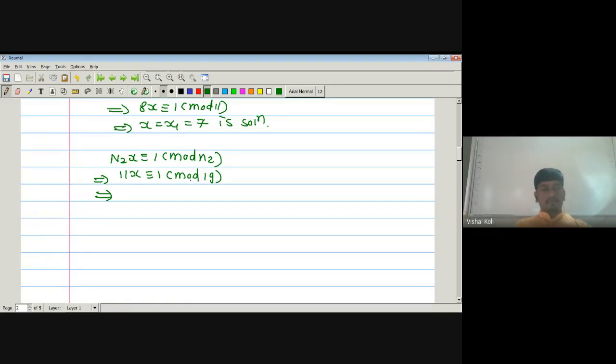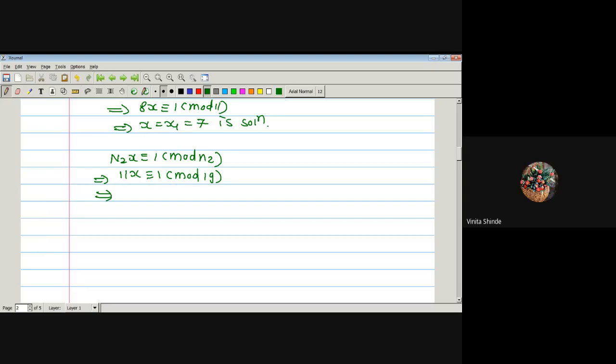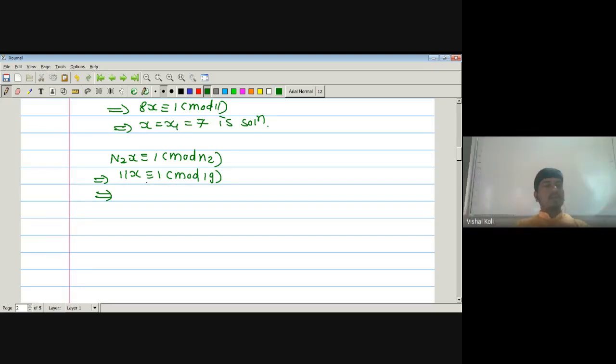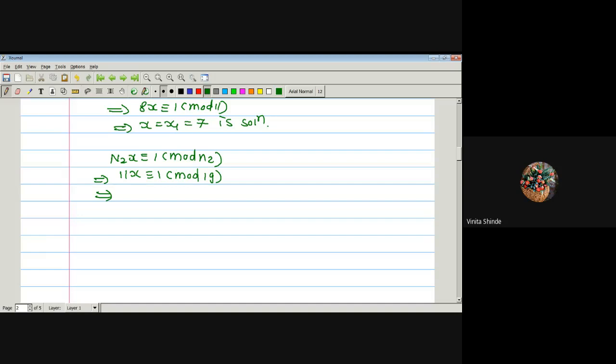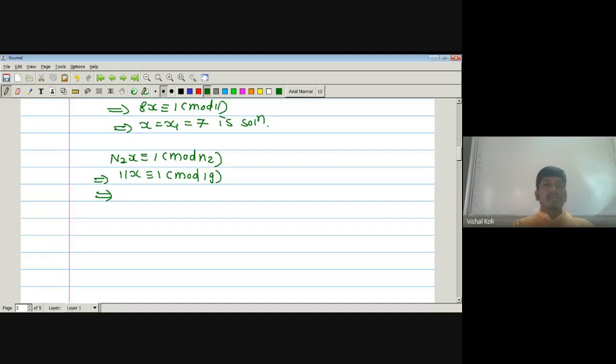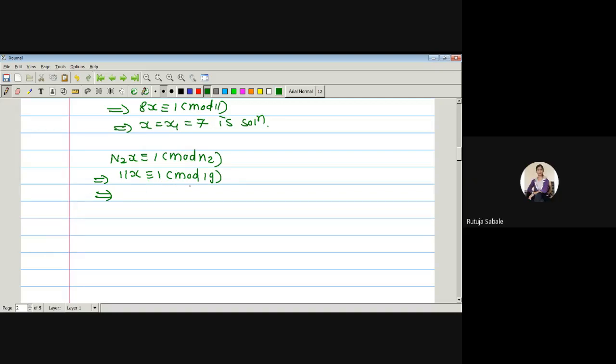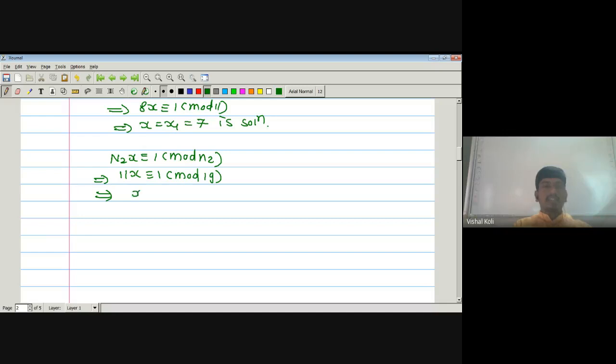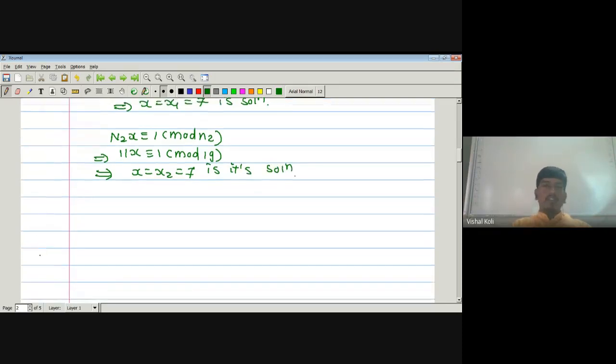No, sir. Next one is 66 minus 1, 65. Whether 65 is divisible by 19? No, sir. 11 into 7, 77 minus 1, 76. Whether 76 is divisible by 19? Yes, sir. Which implies x2 equal to 7 is its solution. Okay, so we get the values of x1 and x2. Now we have to consider the simultaneous solution.